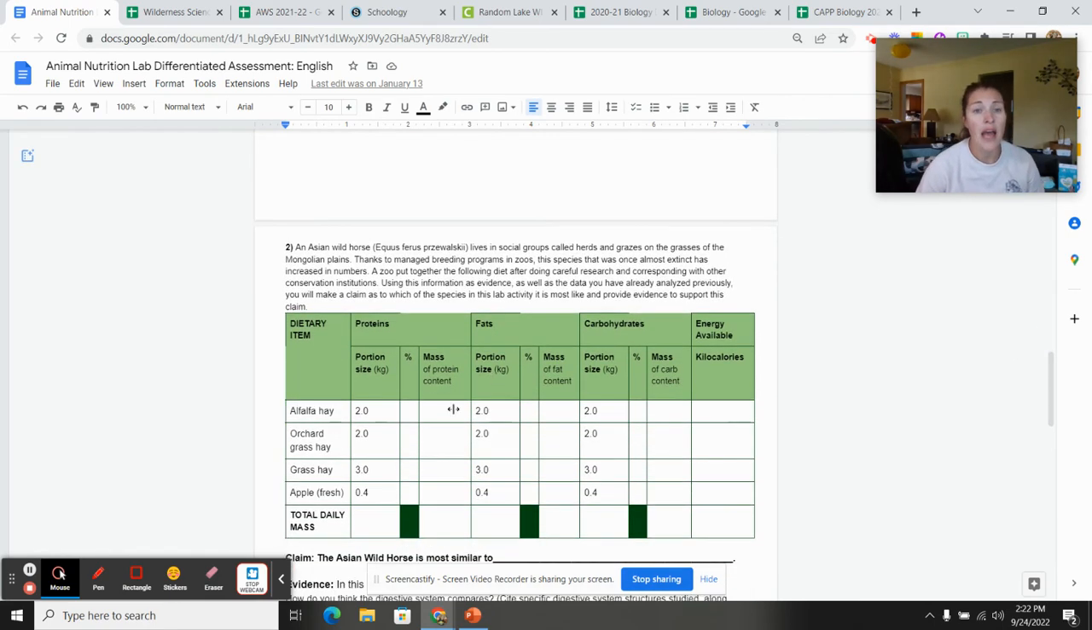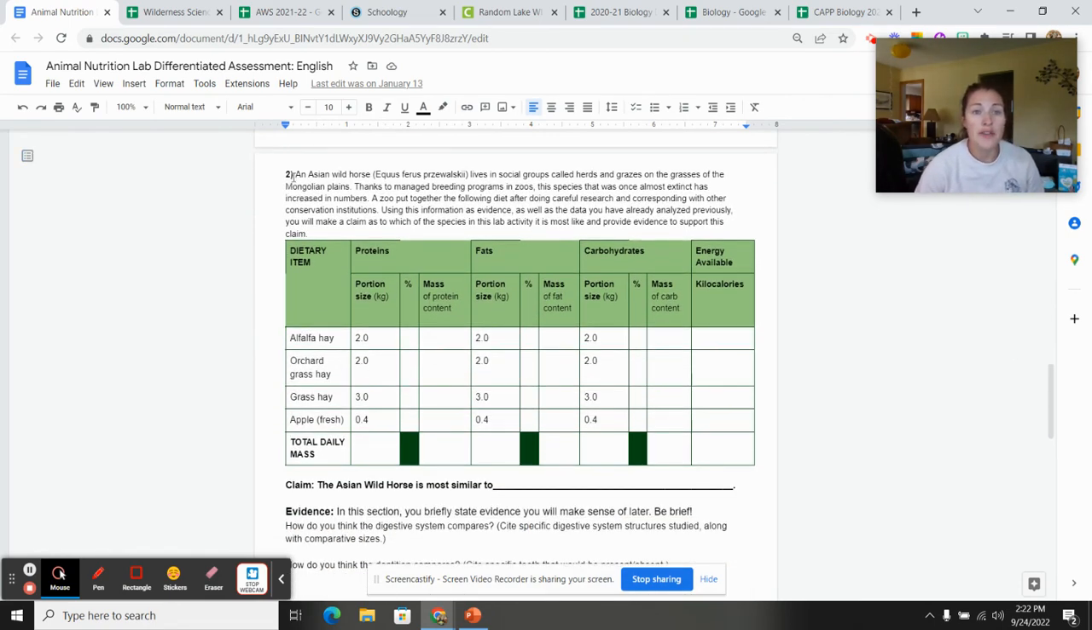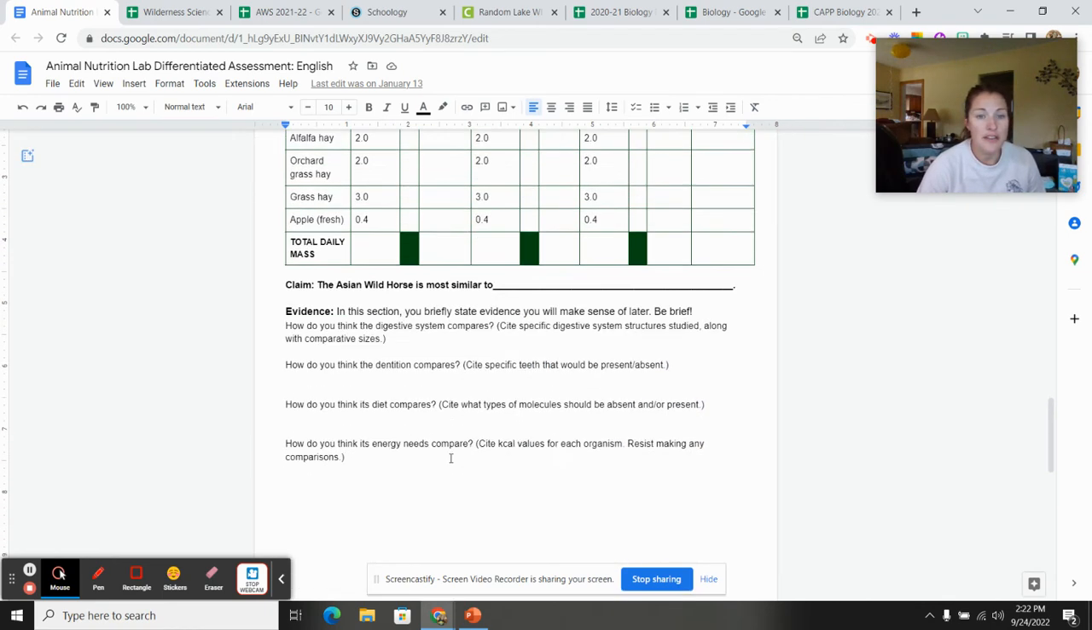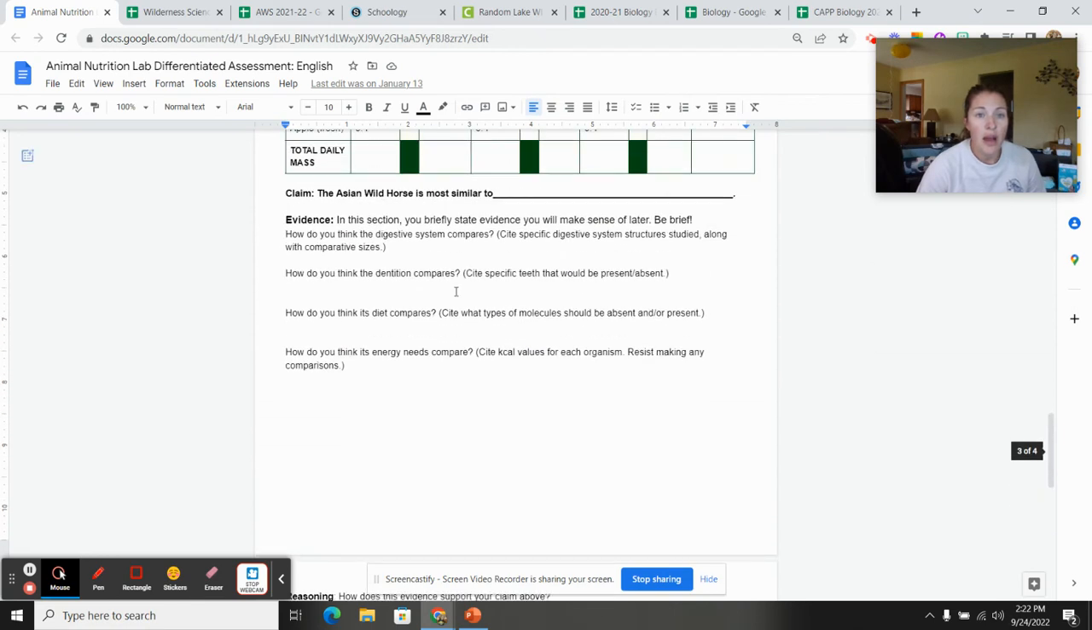The second part, I did some of this for you. So in this part, we have an Asian wild horse, and it lives in a zoo, and they're putting together a diet based off of another animal that we just talked about. So an Asian wild horse would be most similar to which African animal? Okay. So here we have different food that they're feeding it. So you need to look up on that food list that you have the percent and the mass of everything. So we're adding everything up.